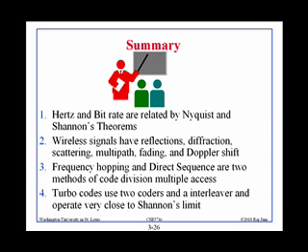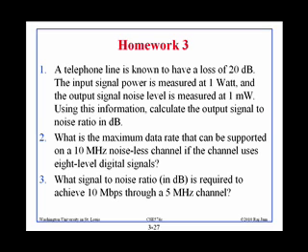There are a lot of things that can happen. Then we talked about frequency hopping and direct sequence as the 2 methods of CDMA. And then we talked about turbo codes, right? Now, there is a homework. There are 3 problems you have to do. And you have to submit this next Monday.